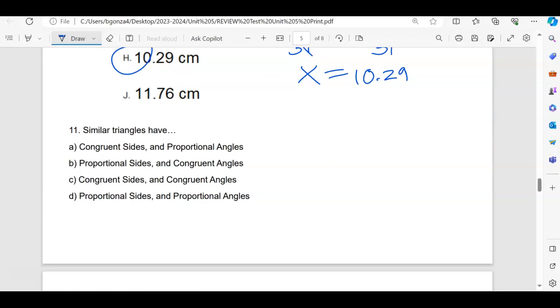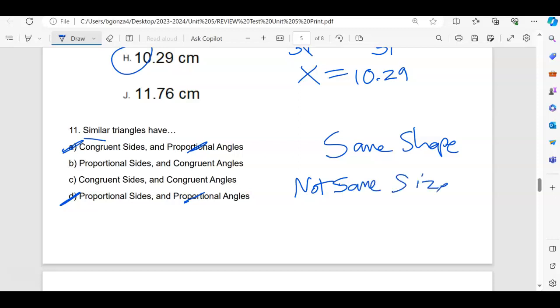Number 11. Similar triangles have what? Okay, now if you remember, on similar triangles, the angles are congruent, right? So they're not proportional angles. But the sides, if they're similar, it is the same shape, but not the same size. So if it's not the same size, the sides are not congruent. No, those are proportional sides. So what does that mean? Proportional sides.